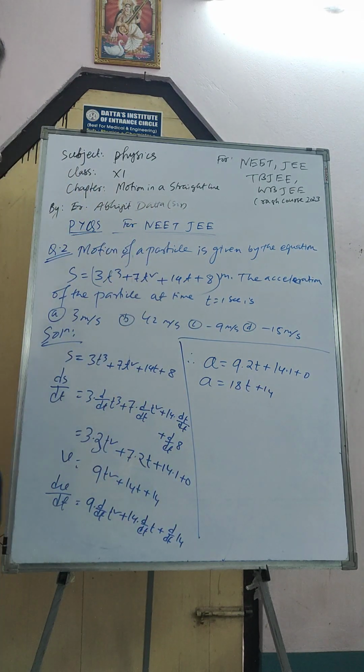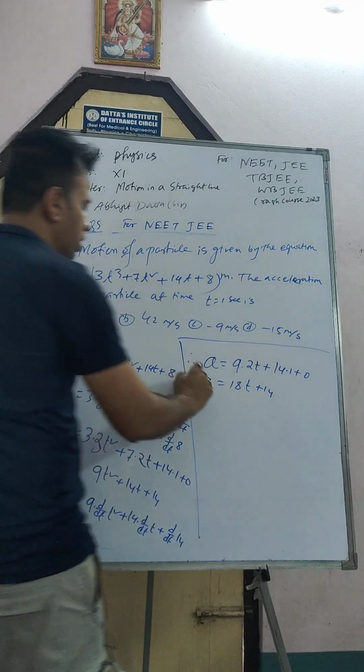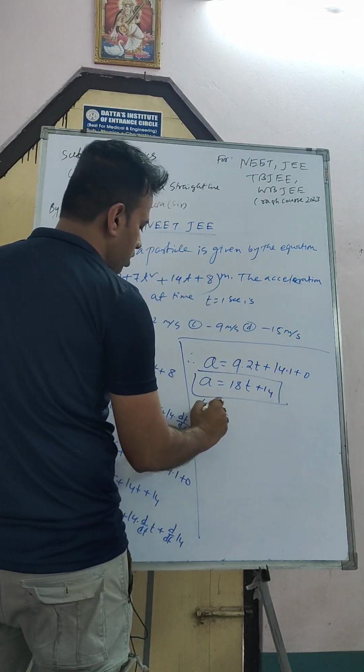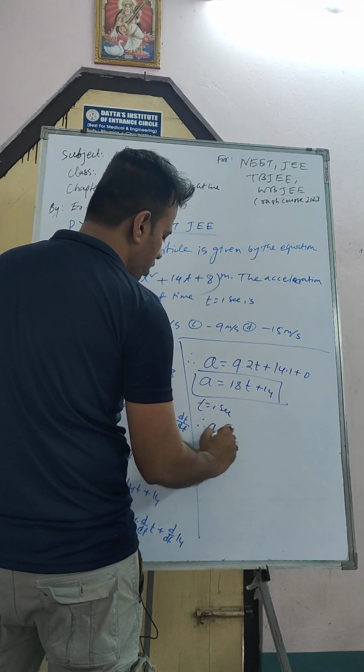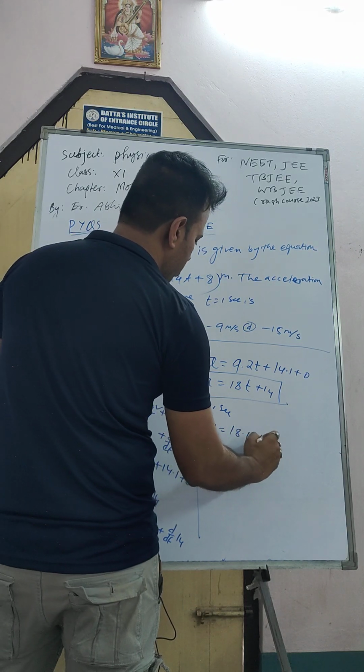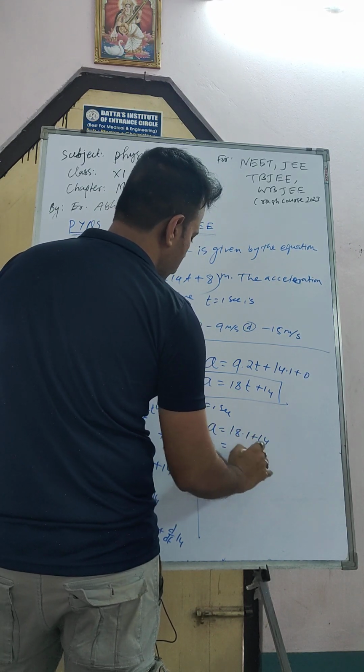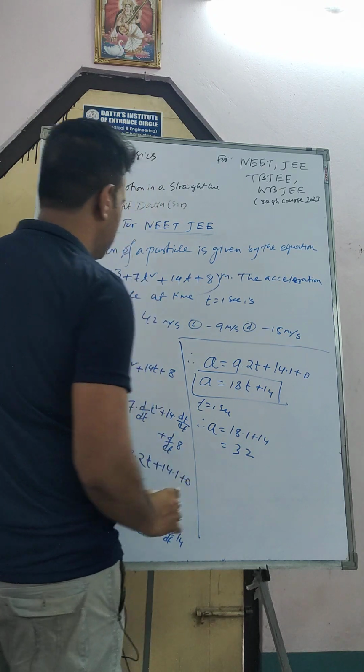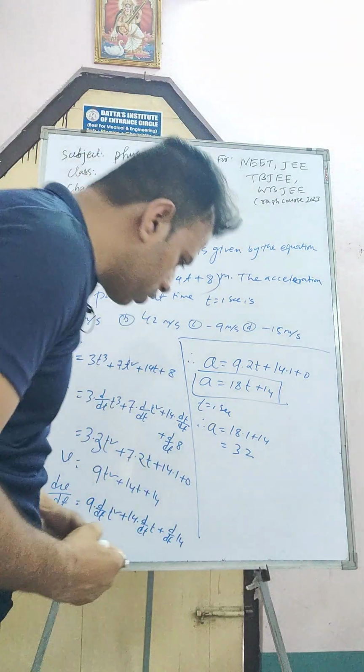Now you have to put the value of t. Given t is 1 second. So if we put 1 here, 18 into 1 plus 14, that is 32. 32 is the answer.